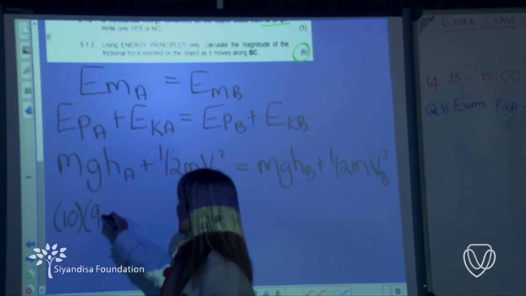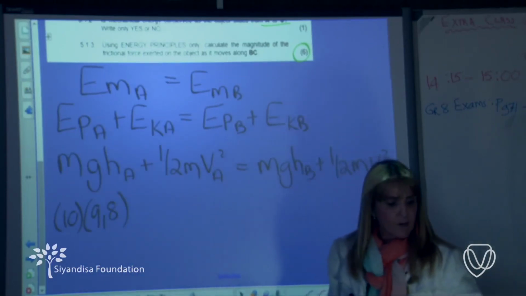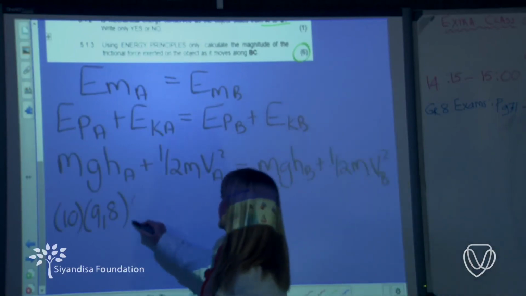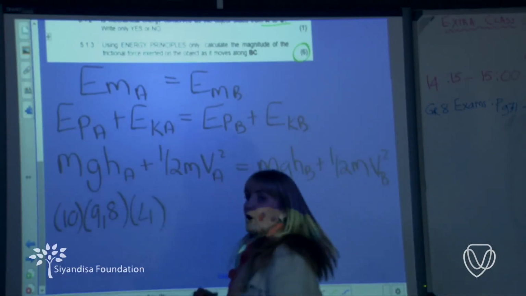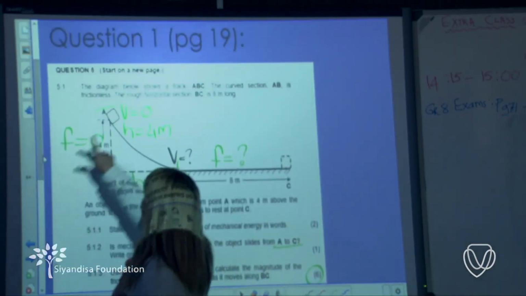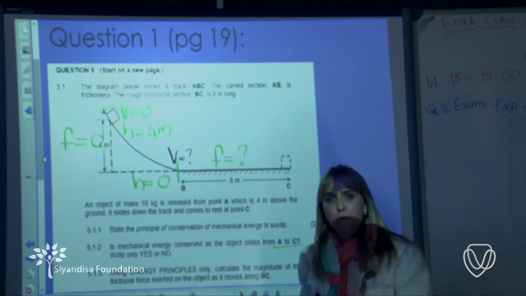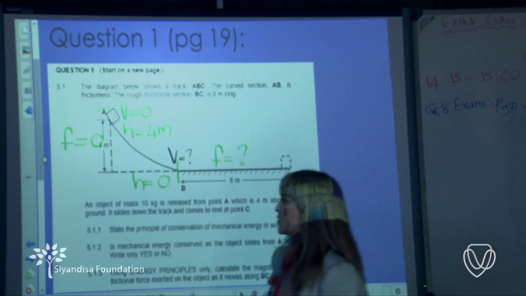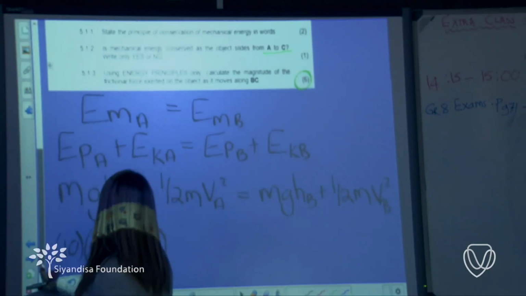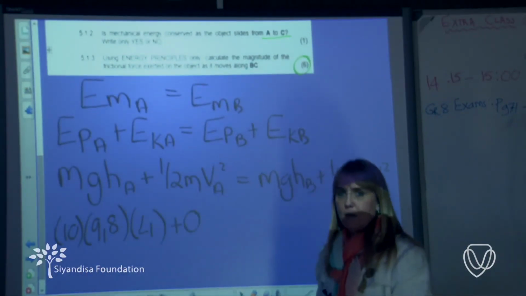Times by G, which is 9,8, times by its original height, which is 4 meters as far as I can remember. Now, what was its initial velocity when it was released from point A? Its initial velocity was 0, which means that the whole expression for kinetic energy at point A is also going to be 0. Again, simplifies your substitution.